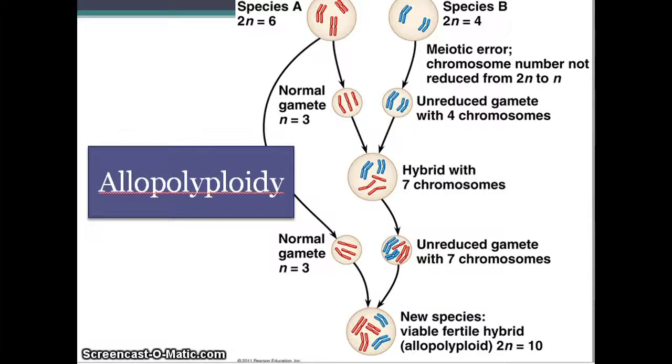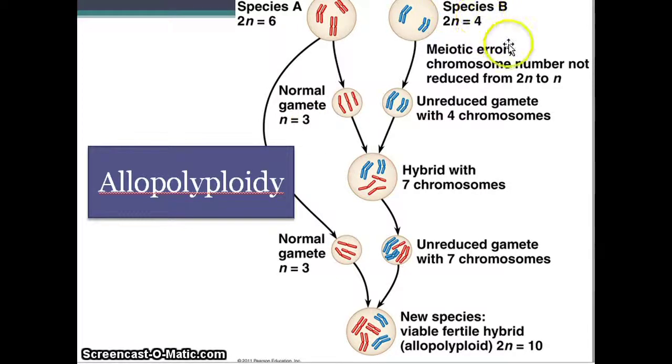Okay, so this is a picture of the allopolyploid. I cannot say this right. I'm so sorry. Okay, species A, 6 chromosomes, fine, no problem. They divide up, and then they have gametes, sperm or eggs. So they have 3 sets, which is still fine.